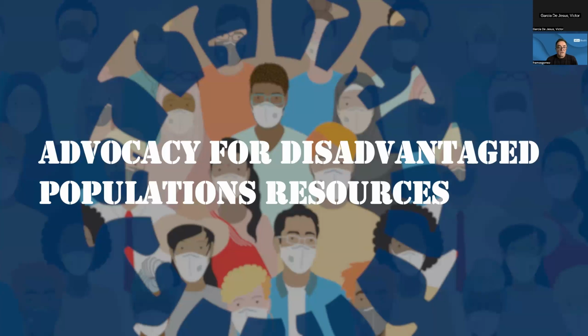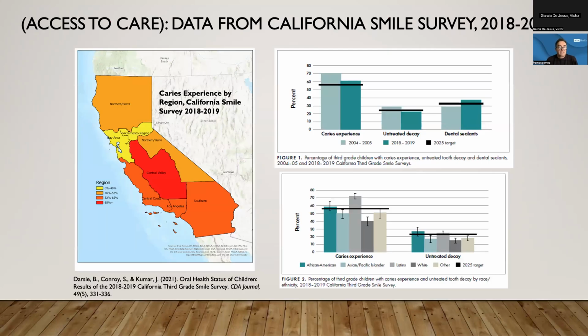So finally, in really addressing advocacy for disadvantaged populations and resources, we went through the data. You need to have very specific data that carries rates in the communities you're trying to reach. In California, we have this survey from 2018, 2019, thanks to our wonderful oral health department for the state with Dr. Jay Kumar leading that group.